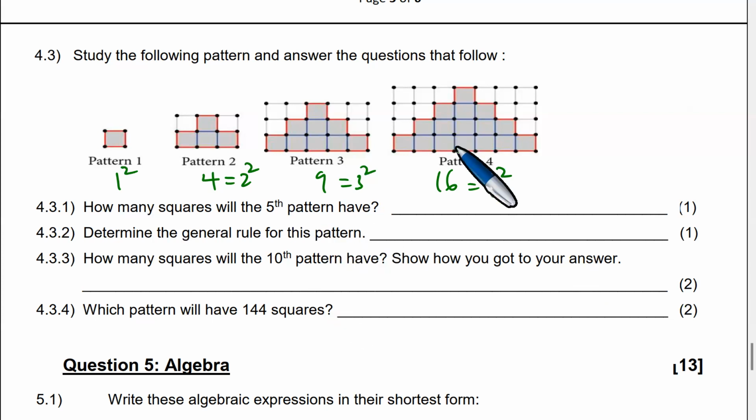25. Pattern 4, you say 4 squared. Pattern 3, you say 3 squared. Pattern 2, you say 2 squared. Pattern 1, you say 1 squared. What is pattern 5? So pattern 5 is 25. Yeah, so in other words, it's going to be 5 squared, which is 25. Right, determine the general rule of this pattern. What is the general rule of this pattern?